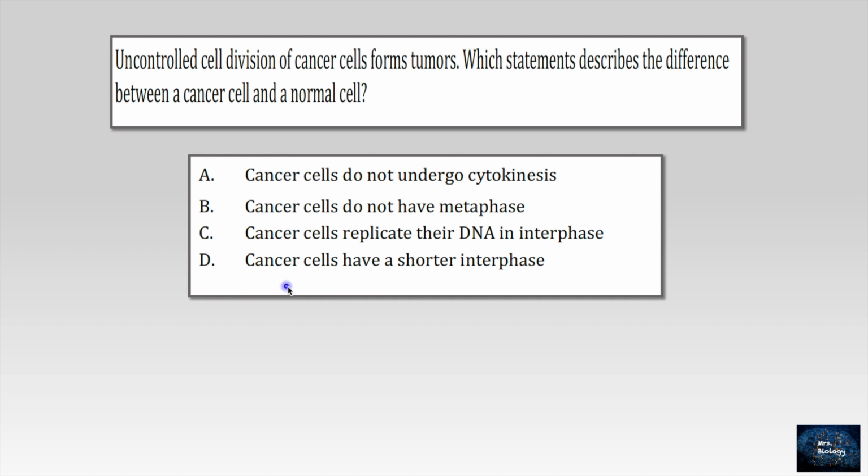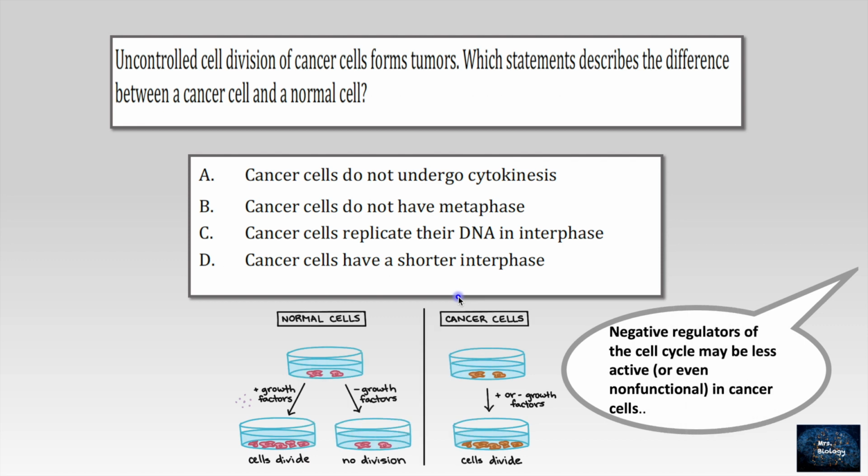Choice D. Cancer cells have a shorter interphase. Yes, this is the point. Cancer cells spend less time in interphase and reproduce rapidly before the cells have had a chance to mature.